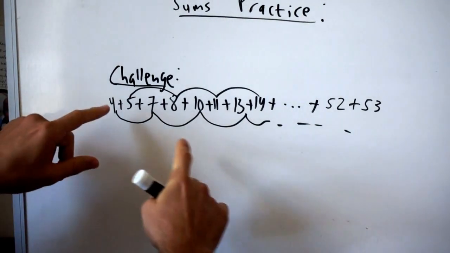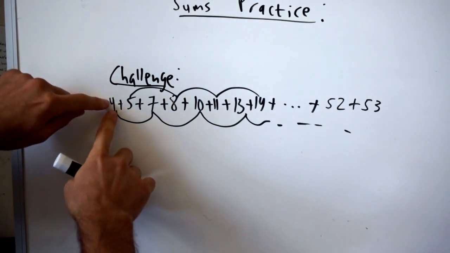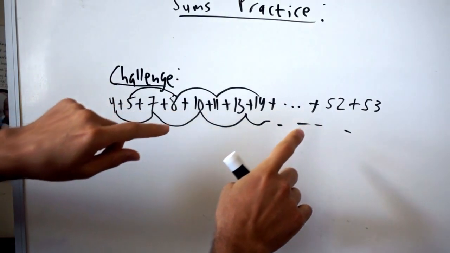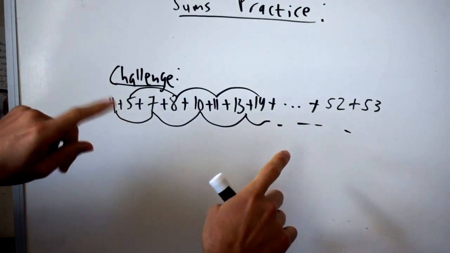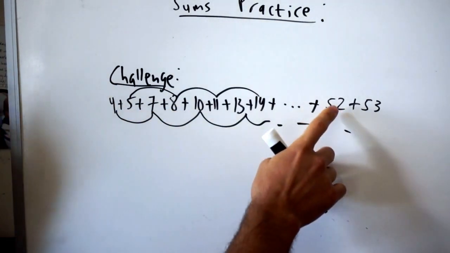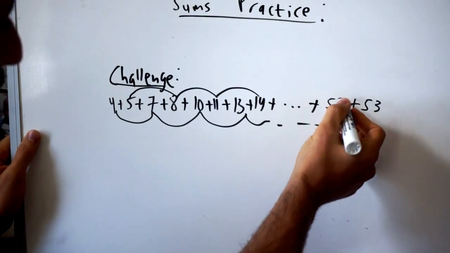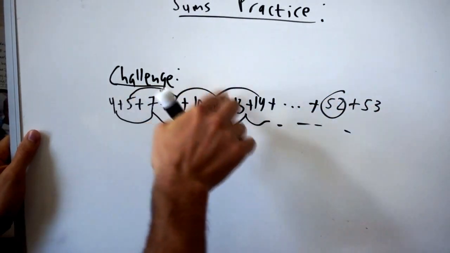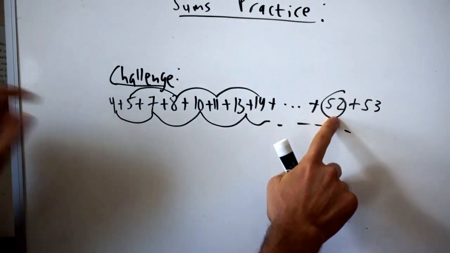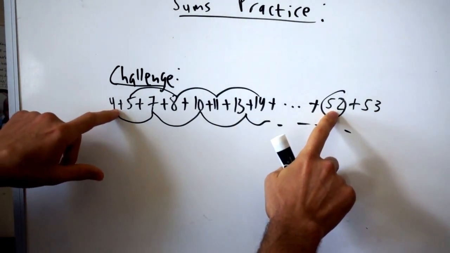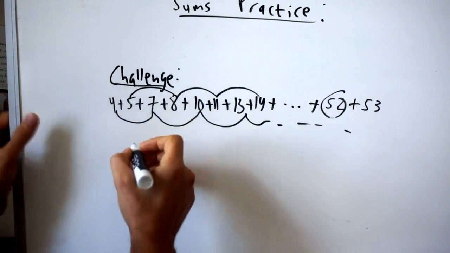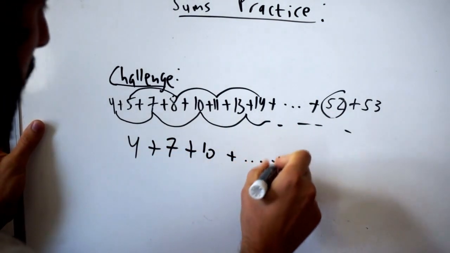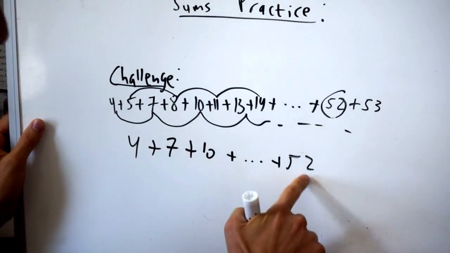So notice, first of all, 4 is one more than a multiple of 3. So is 7, so is 10. 51 is also a multiple of 3, 52. So in other words, the 52 goes with this first group, and 53 goes with the second group. Alright, so what's the sum of every pair? The sum of every pair in this first series, which I'll just write out here, is going to be 56.